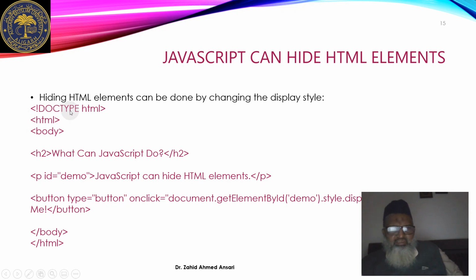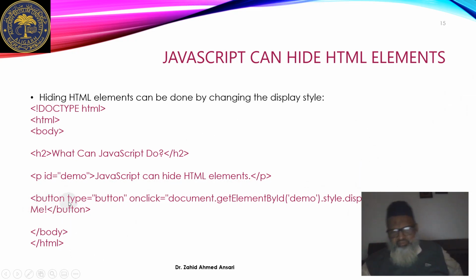So here again we have a document with HTML tag, body tag, heading. What can JavaScript do? We have a paragraph with ID equal to demo. On this paragraph we are writing JavaScript can hide HTML element. This is our text on this. Now how are we hiding?